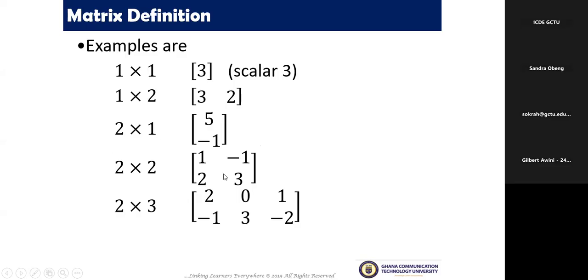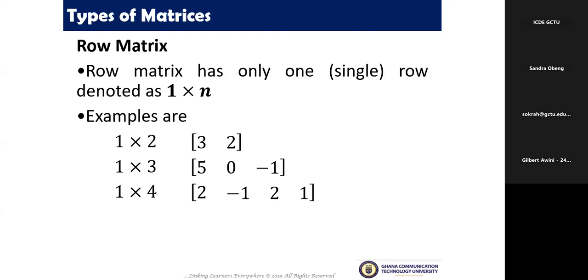Look at the fourth example. It has 2 rows and 2 columns. So this is a 2 by 2 matrix. Look at the last example here. It has 2 rows, 1, 2, 3 columns. So it is a 2 by 3 matrix. So you should know what the size, the order, and the dimension of a matrix are. Thank God it's Saturday.